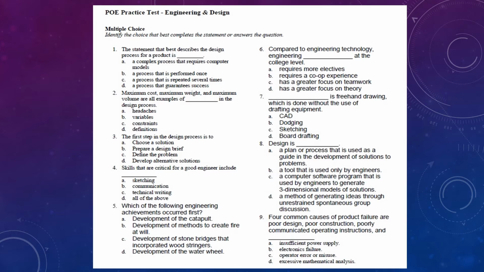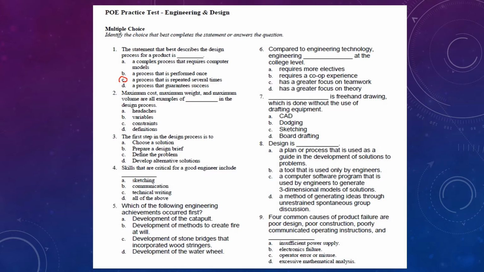Statement that best describes the design process for a product. So this is in the engineering design spectrum. This is going to be C, a process that's repeated several times. The reason it's C is because A is a complex process that requires computer models. Yes, it does require computer models, but that's not the best answer. A process that's performed once, that is obviously not going to be true. A process that guarantees success. You're not always guaranteed success with this. So it's repeated several times.